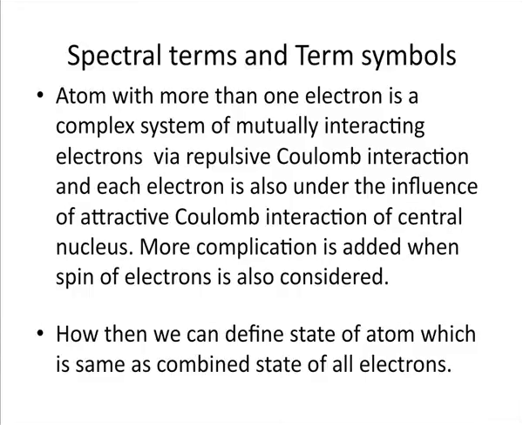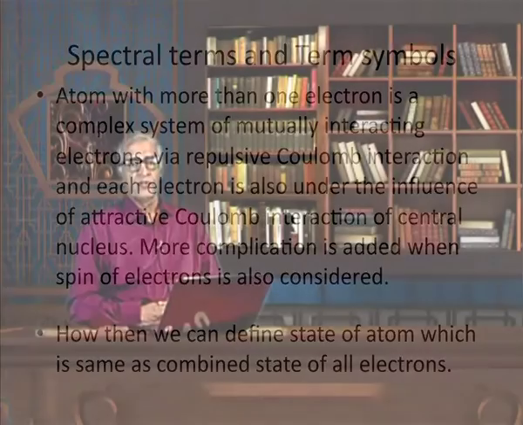An atom with more than one electron is a complex system of mutually interacting electrons via repulsive Coulomb interaction, and each electron is also under the influence of the attractive Coulomb interaction of the central nucleus. More complication is added when the spin of electrons is also considered. How then can one define the state of an atom, which is the same as the combined state of all electrons? So, essentially you should appreciate that it is a complex system.